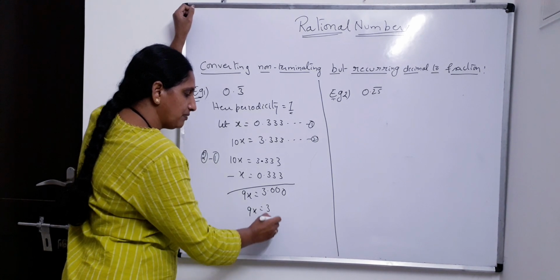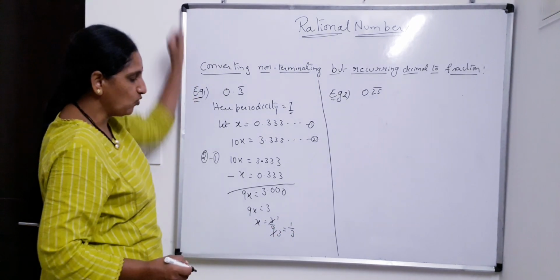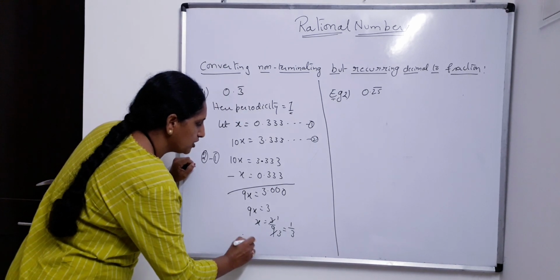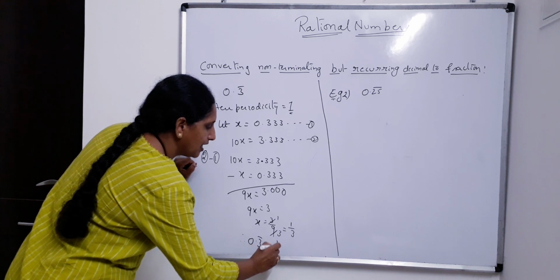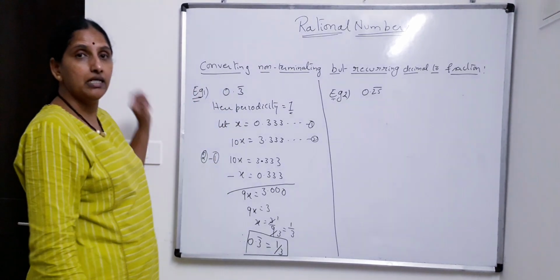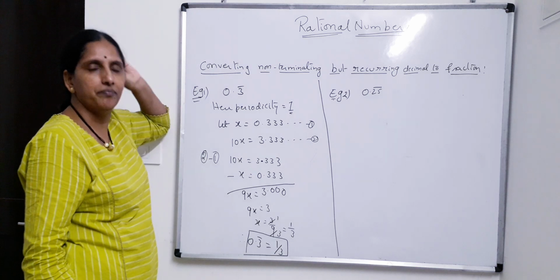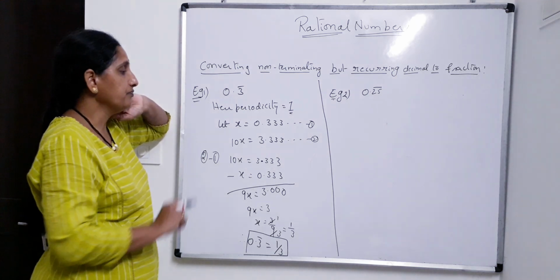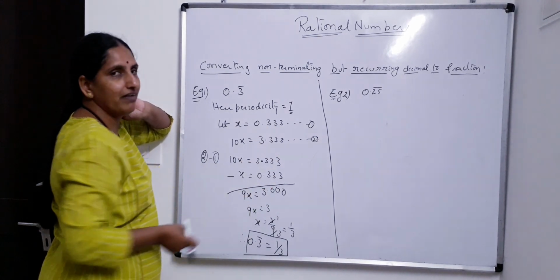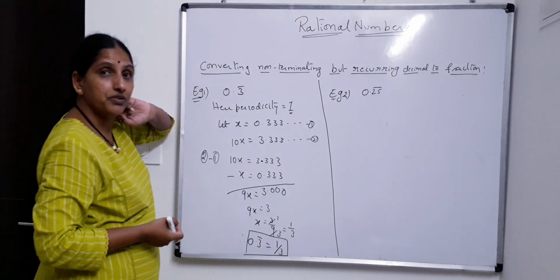It can be further simplified. 3 ones are 3, 3 threes are 9. So 1 by 3. But what is x, sir? x here is 0.3 bar. So therefore 0.3 bar can be written as 1 by 3. So simple, see? Very, very easy if you understand it. The point here is, why are we taking these many 3's? Because they will get cancelled, so we get an integer value here. Then only you can convert it into a fraction.